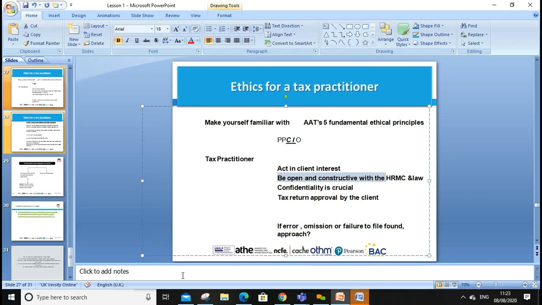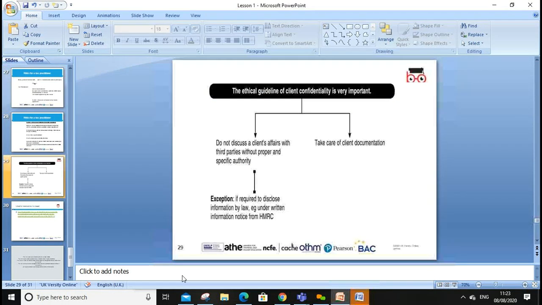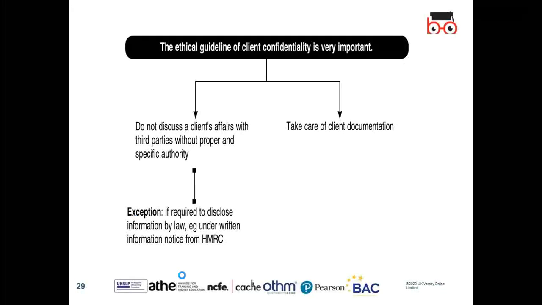Tax: act in the client's interest. Be open and constructive with the tax authorities, confidentiality, tax return, and if there are errors, we need to disclose them in the next tax return. So that's what we need to look at and be well aware of. Anybody, any question, please?